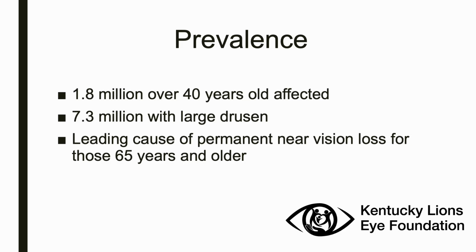According to the CDC, AMD is prevalent in about 1.8 million Americans aged 40 years and older. An additional 7.3 million have large drusen and are at high risk of developing AMD. And AMD is the leading cause of permanent impairment of reading and fine or close-up vision among people aged 65 years and older.